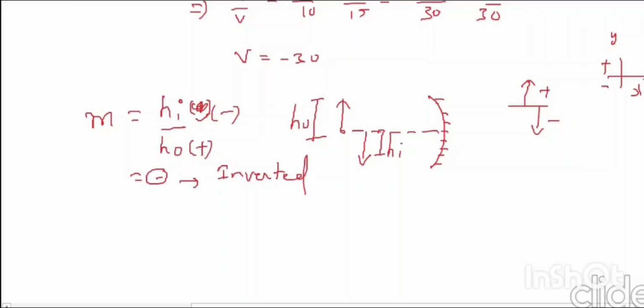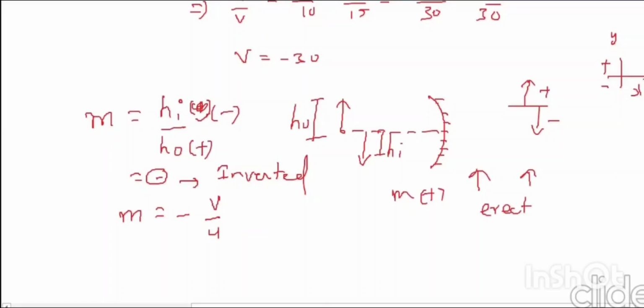Also there is one more formula to calculate this m, which is minus of v by u. V means image distance, u means object distance. If the final quantity is coming as negative, you can say that the image was inverted. If m is coming positive, that means the object was like this and the image also like this. This is called erect.